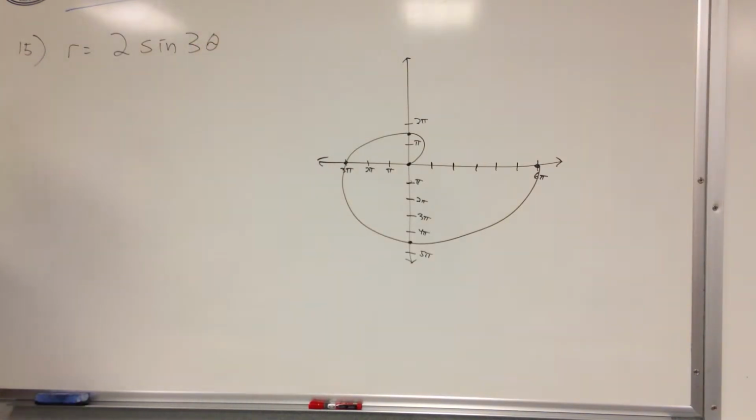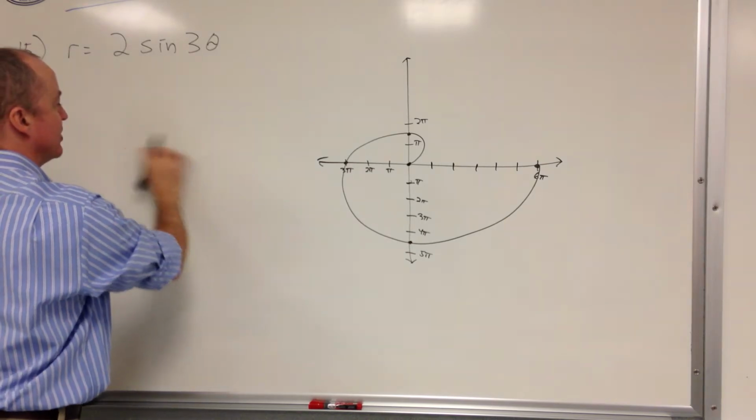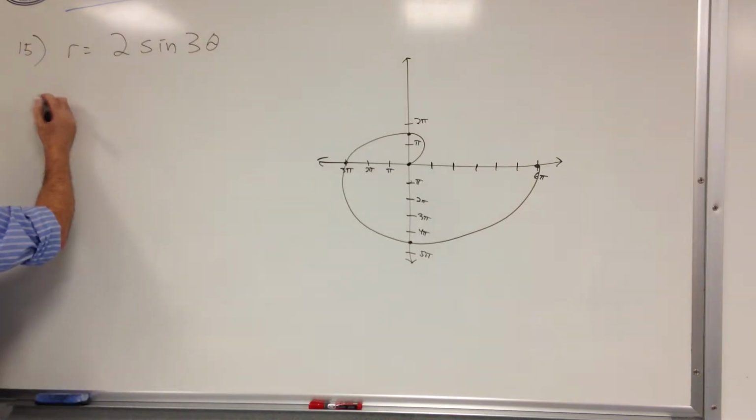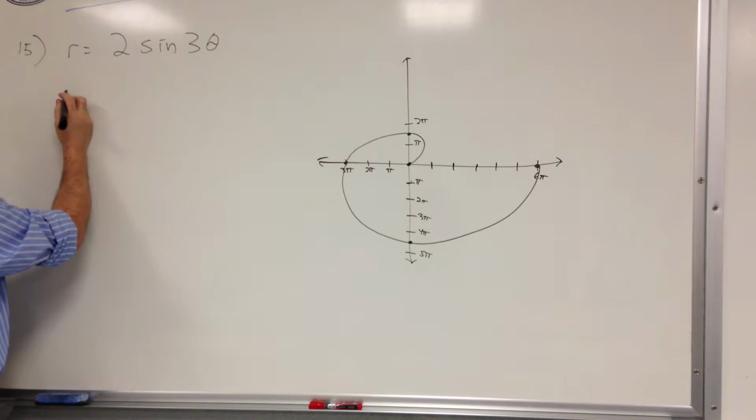Rose. So you got to know that. You got to know it's a rose. It's not a cosine, so it won't be right along the x-axis. But let's do the table and see if that tells us more about the rose.